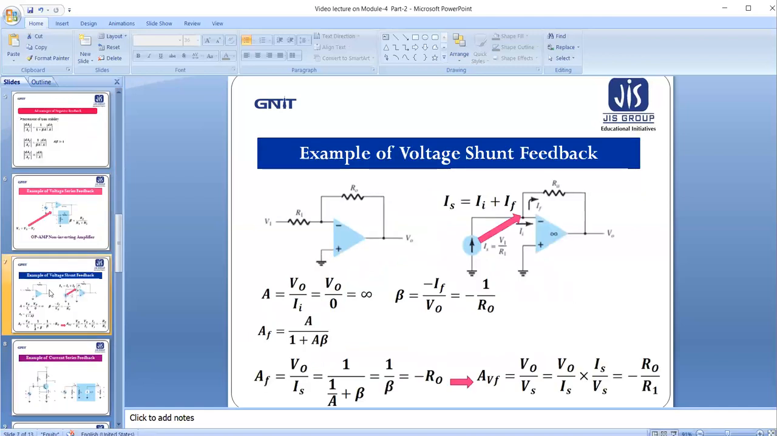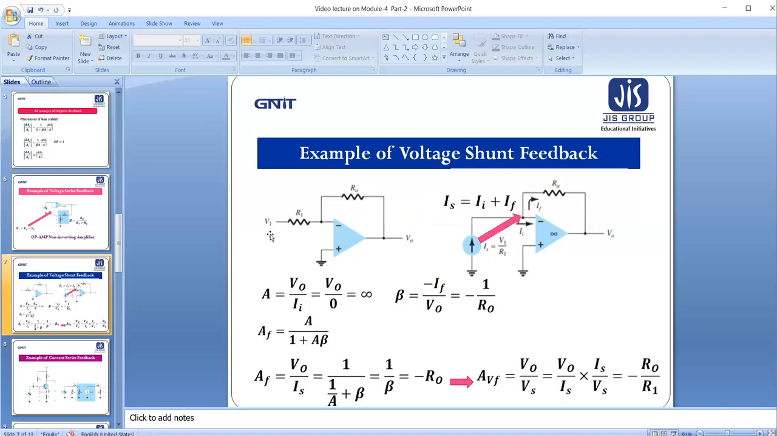Next, we are going to elucidate the practical circuit of voltage shunt feedback. In voltage shunt feedback, the output is voltage and the input is current, because of the shunt term. So it is an I to V converter. We have seen that this is the circuit of the voltage shunt. It is nothing but the inverting amplifier, where I have reorganized the circuit as follows.